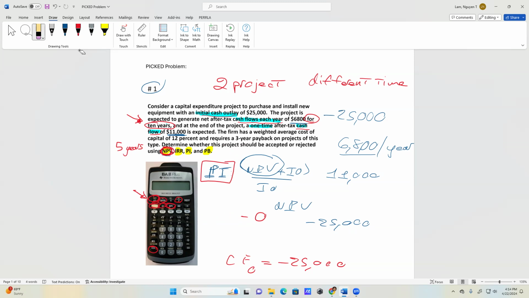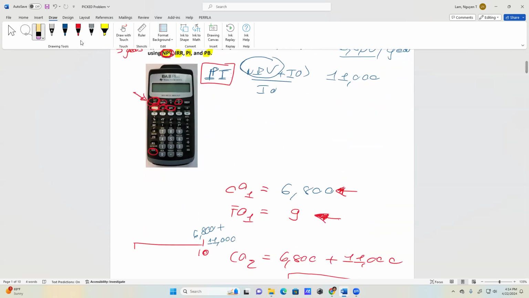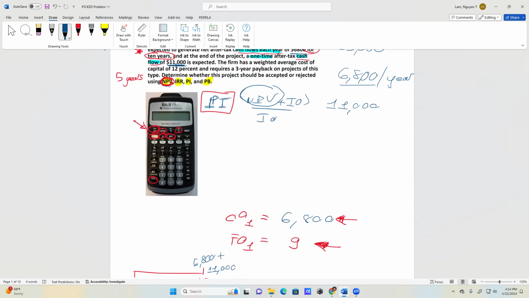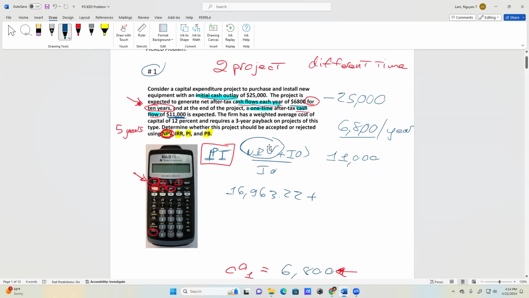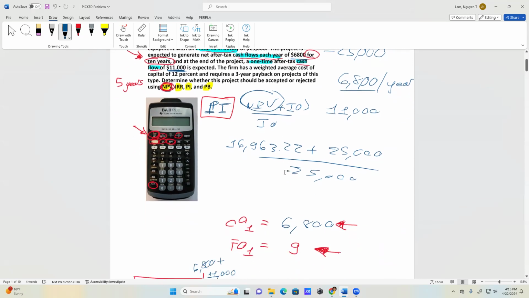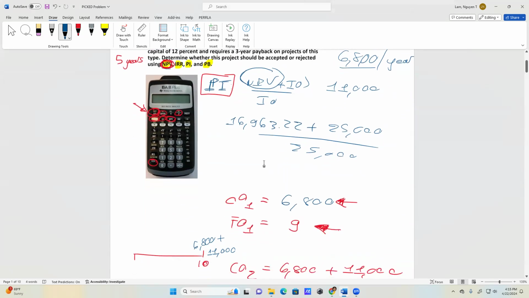All right, coming back to computing the profitability index, what you do is you're just going to add the NPV that we found, which is 16,963.22, plus the initial outlay, which in this case is given to you already, 25,000, divided by 25,000. All right, if you do that, you will get the profitability index.